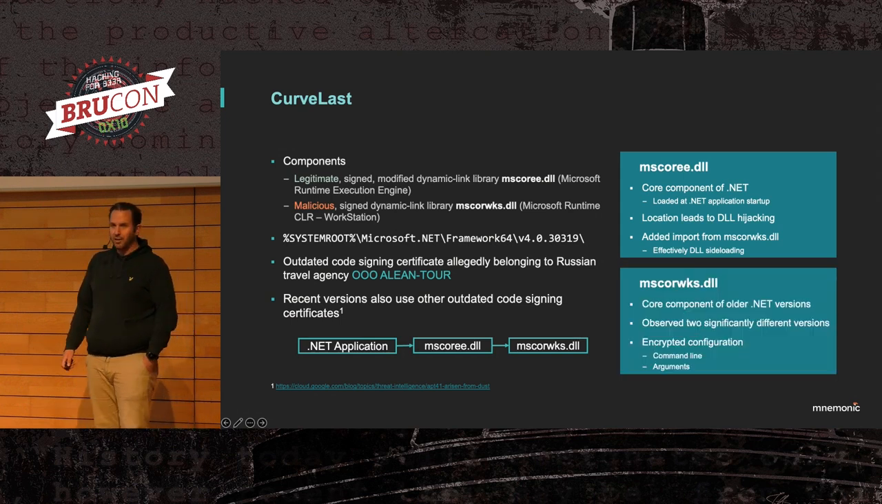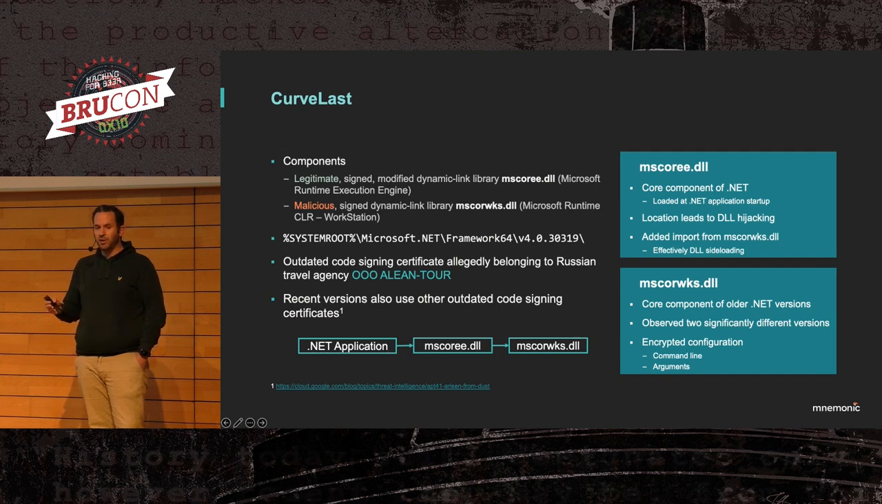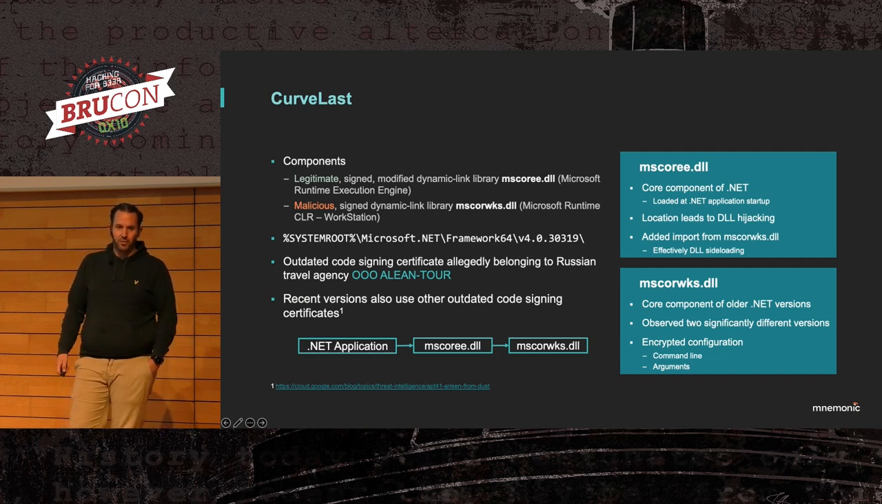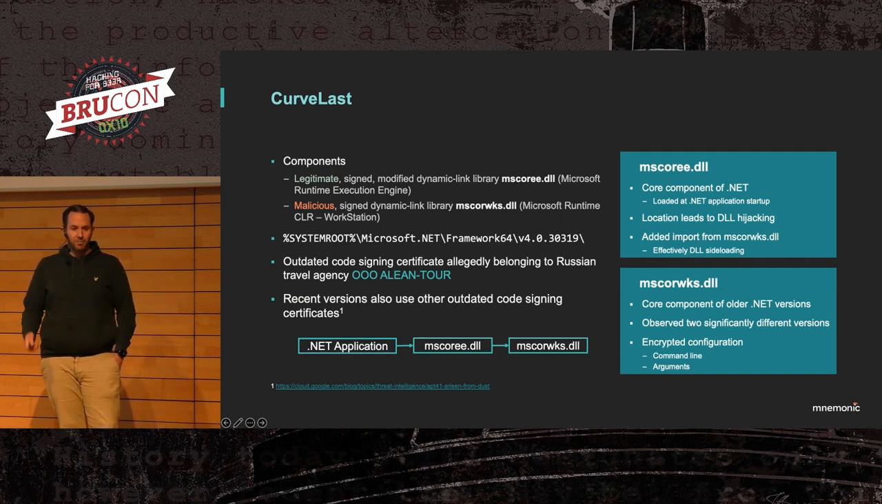And MS-Core-WKS, which is the name they chose in our incident, is not randomly chosen. Previously, this was a file in .NET prior to .NET 4.0. In our incident, we observed two versions of this file with different implementations of how they execute the persistence mechanism. And they had a command line which will execute the loader and the arguments for executing the loader correctly.